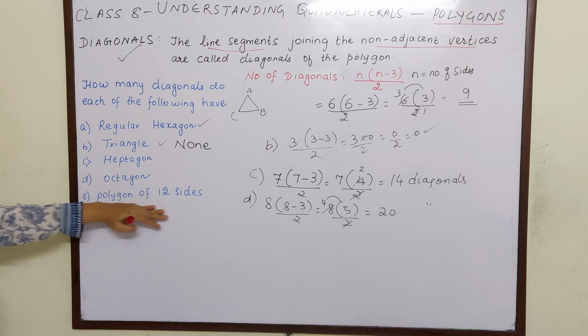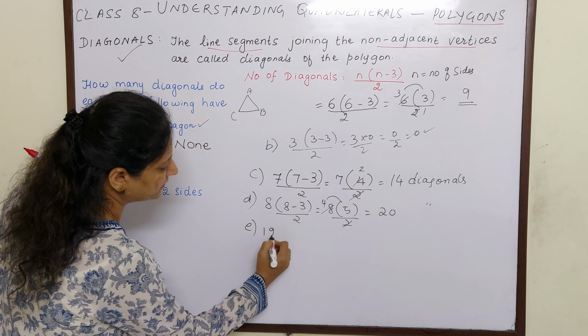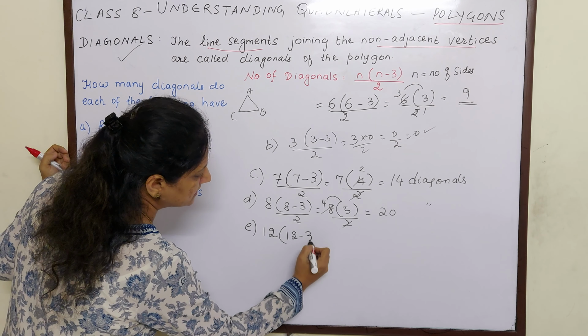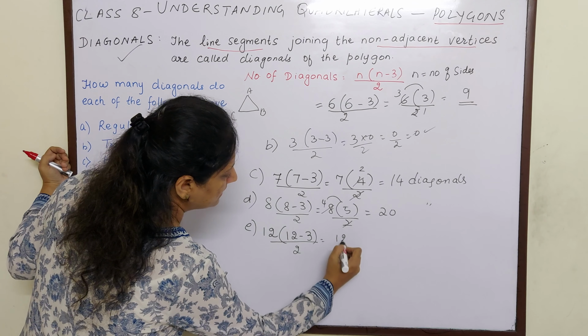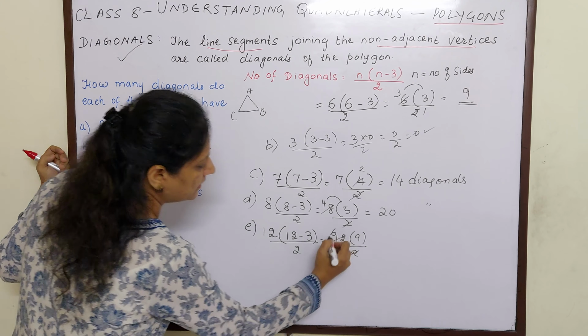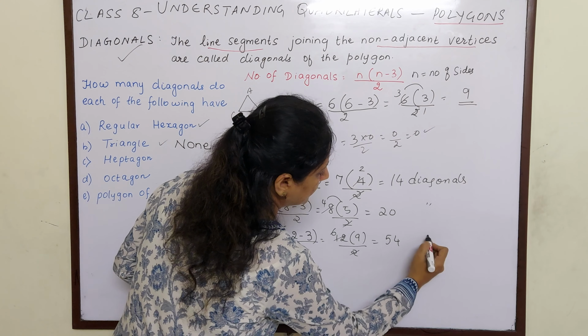And the last is a polygon of 12 sides. So they have given us that it is a 12-sided figure. So instead of n I will write here 12. n minus 3 is 12 minus 3, divided by 2. So 12 minus 3 is 9, divided by 2. 2 sixes are 12, 6 nines are 54 diagonals.